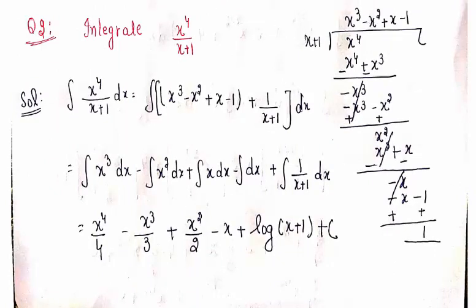Now next example, integrate x raised to power 4 over x plus 1. As the degree of the numerator is greater than the degree of the denominator, first we perform a division. So firstly we use the concept of long division. Now this is the division when we divide x raised to power 4 by x plus 1.